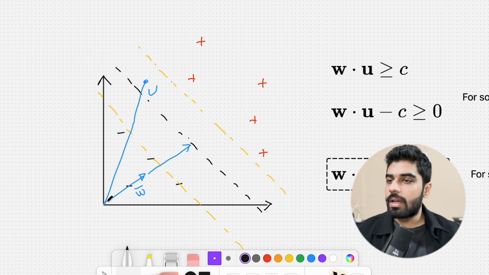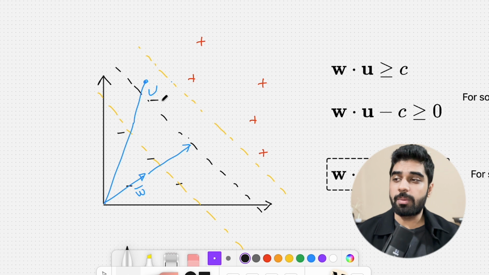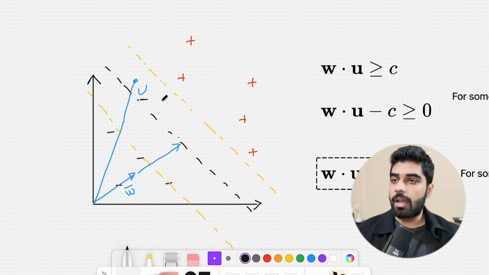Now what we do, let's say this black dotted line is your hyperplane. We draw a perpendicular vector W, and we don't know anything about W's length, but let's say we draw a vector which is perpendicular to the hyperplane and call it W. And now this unknown point U is something that we have, and we have to determine its class. Let's say it lies on the other side of the hyperplane, which is the positive side.